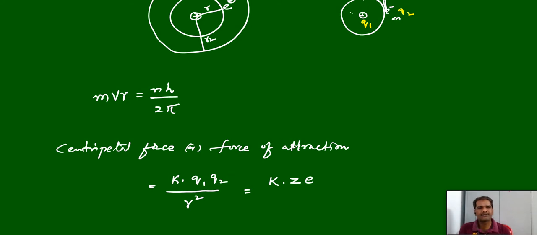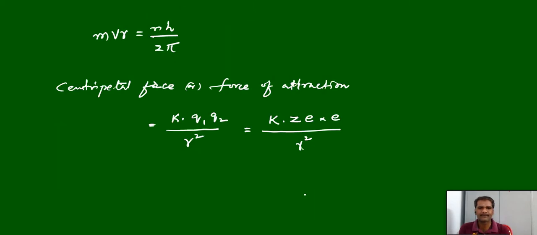And what is Q2? That is the charge of the electron. Either proton or electron, the charge is e, and the value is 1.6 into 10 power minus 19. And r means radius only, so this is r square. So now the centripetal force, or force of attraction, will become k into Ze square by r square.